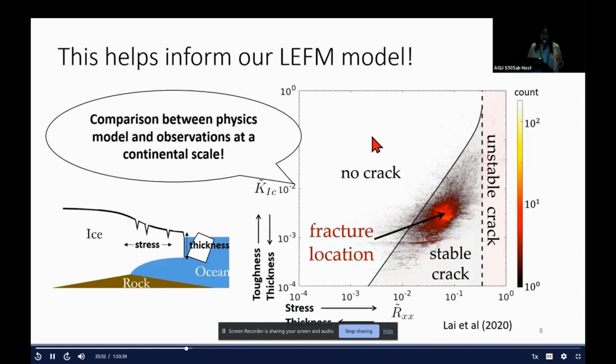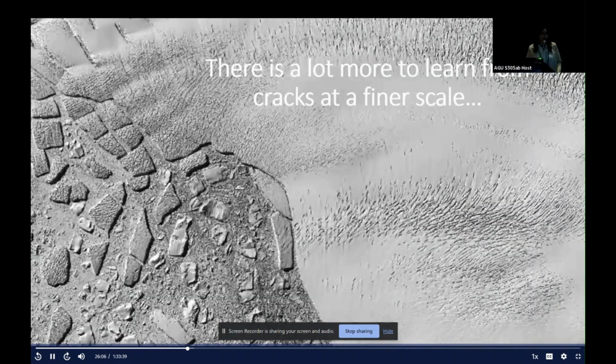So this is promising because from such an approach, we can compare physics models with observations at a continental scale, and this would be otherwise challenging without a deep learning approach. I want to point out that here we're just using 125 meter resolution images.